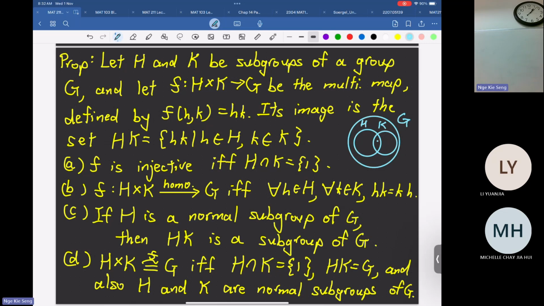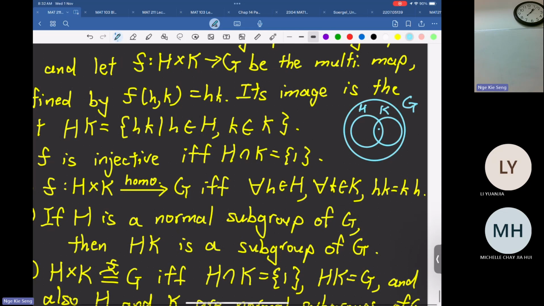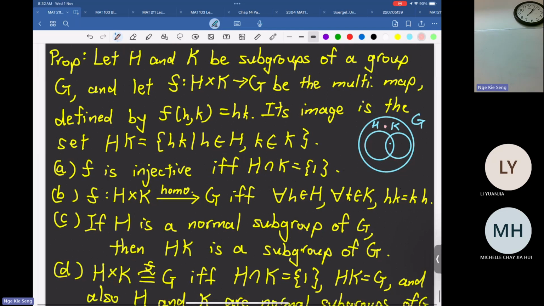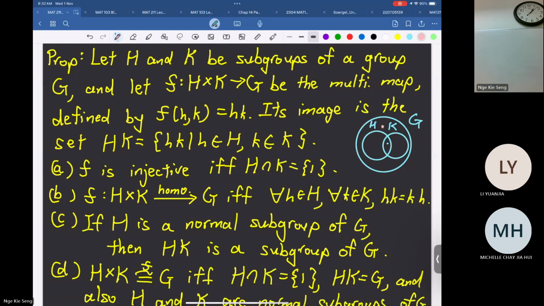It is clear that when you combine H and K, the elements of H and K should live in G as well, right? Because G is closed. So the problem is that when you combine them, the product will sometimes be outside of H or K. So we will call the image under this map HK.